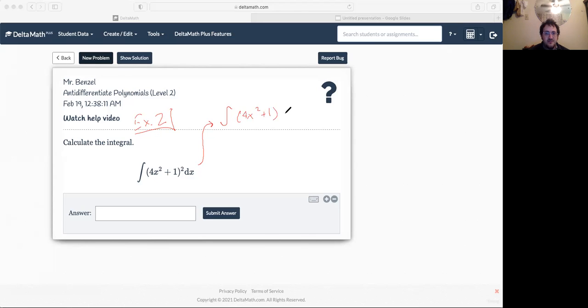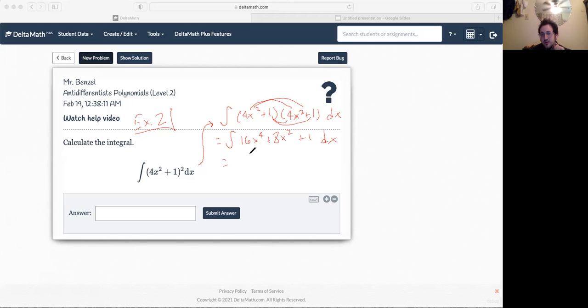One of the biggest mistakes that people make is they may do things to simplify what is inside the integral sign. That's not a very good idea because we need to keep track of whether we have taken the antiderivative or not. So when we do this, I get 4 times 4, so that's going to be 16x to the 4th. And then I got 4x squared plus 4x squared, so I got an 8x squared, and then I have a plus 1.